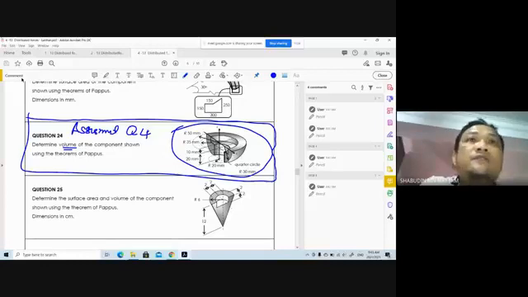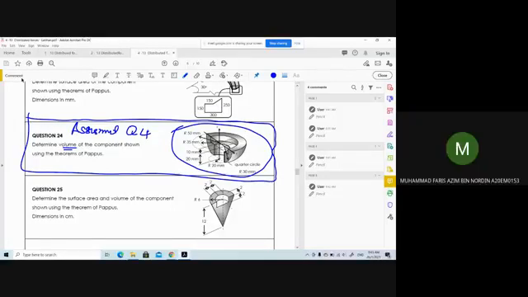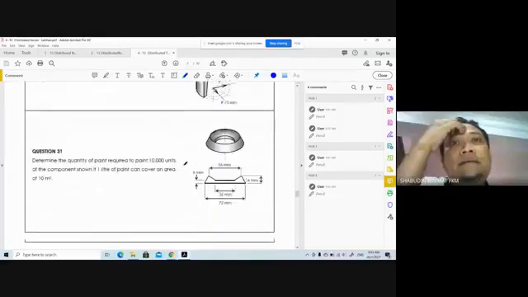Rotating volume, to get the volume by rotating the area 180 degrees. Okay, send it to me until 1 day before your final. You have more time to do this at home. Okay, and email to me in a single file only. In the single file only, okay?